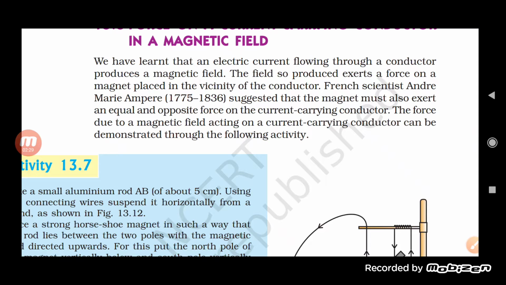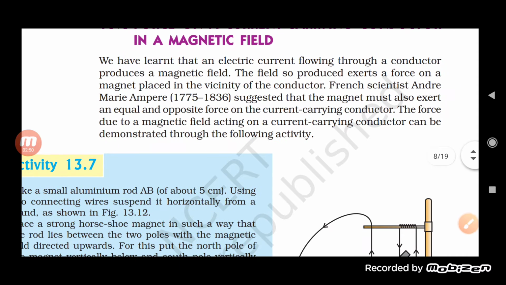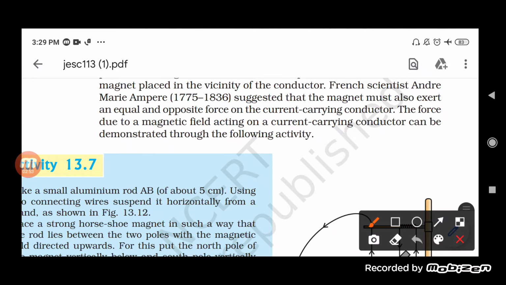Suppose we have taken a current carrying conductor, and you know that a current carrying conductor itself produces a magnetic field around it. And when we keep this current carrying conductor in a magnetic field, the magnetic field will also exert a force. You can see here it is written that this magnet must also exert an equal and opposite force on the current carrying conductor.